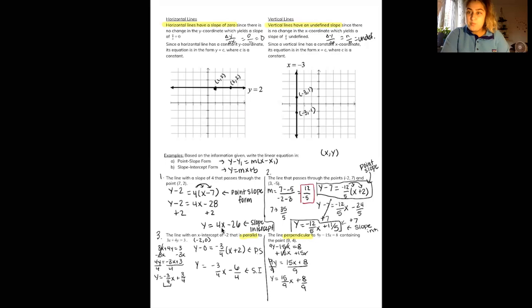Right? So when it says perpendicular, that means we need to flip the slope that we have and make it negative. So the slope of our new line is going to be negative 9 over 15. Okay? So we're going to set this up in point slope form again. Right? So this is our equation in point slope form. And then we also need to find it in slope intercept form.